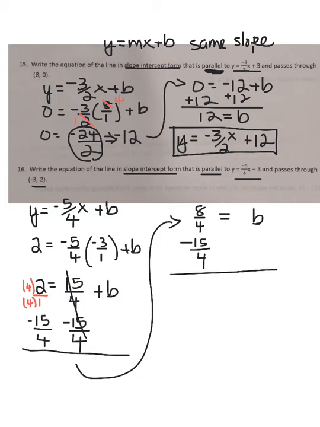Okay, so let me just give you a little point. This right here is the 8 over 4. Here's the minus 15 over 4 right here, and that is equal to b. Okay? All right, so now I'm just going to subtract. So 8 minus 15 is negative 7 over 4 equals b. So I have y equals negative 5/4 times x minus 7 over 4.